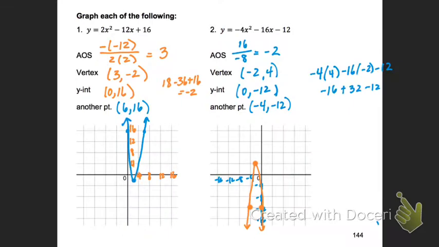I can't see. Wait, how did you get the vertex? Okay, so vertex is when you plug in negative 2 into the x values. So I have my work right here. Because negative 2 squared is 4. And I plugged in negative 2 here. Oh, I was talking about the first one? Yeah. You plug in 3 into the x values. So 2 times 9, 18, minus 12 times 3, which is minus 36 plus 16.